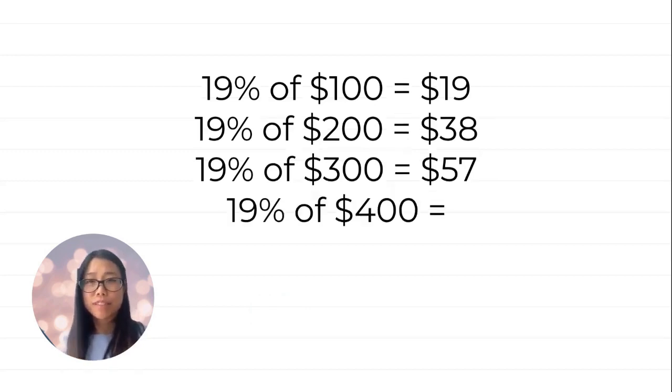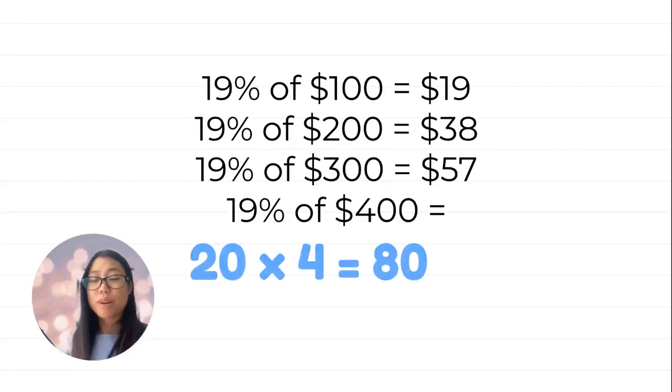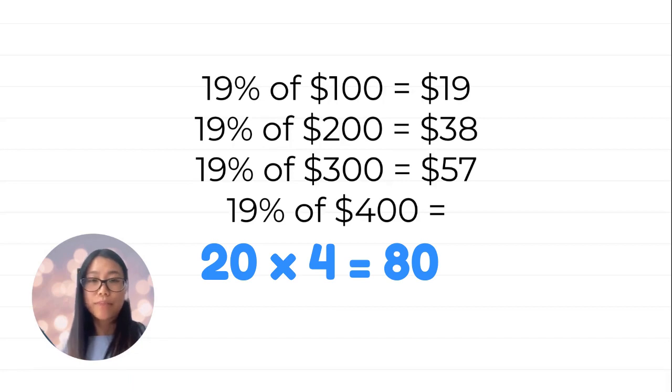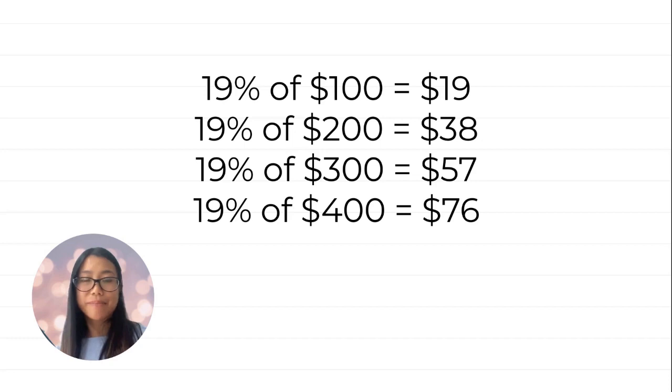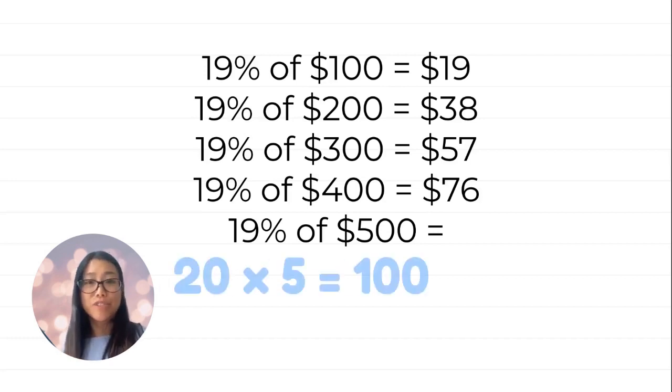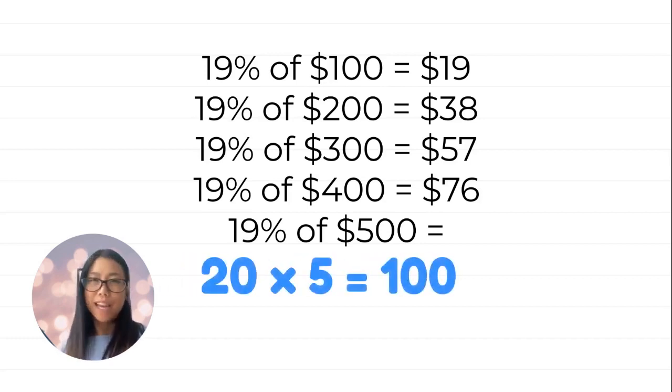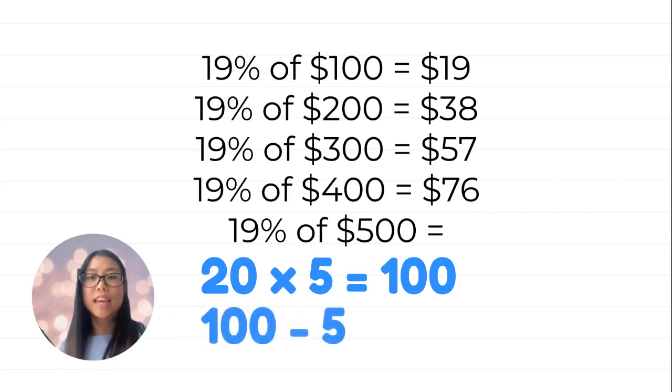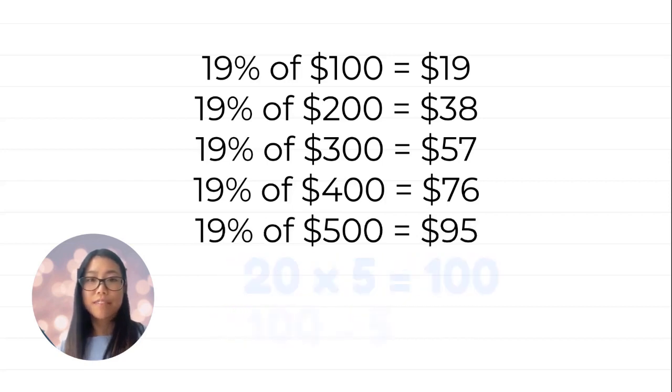19% of 400. Okay, again, let's use the same strategy. Let's multiply 20 by 4 to figure out 20% of 400. So 20 times 4 is going to be 80, but we have added 1%, 4 times too many. So 80 minus 4 is going to be 76. 19% of 500. 20 times 5 is 100. I've added the 1%, 5 times too many. So we take 100 and we subtract 5 to get $95.